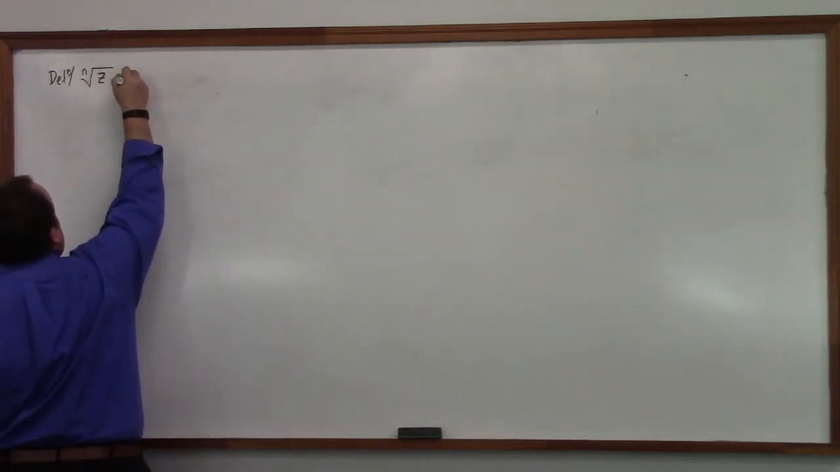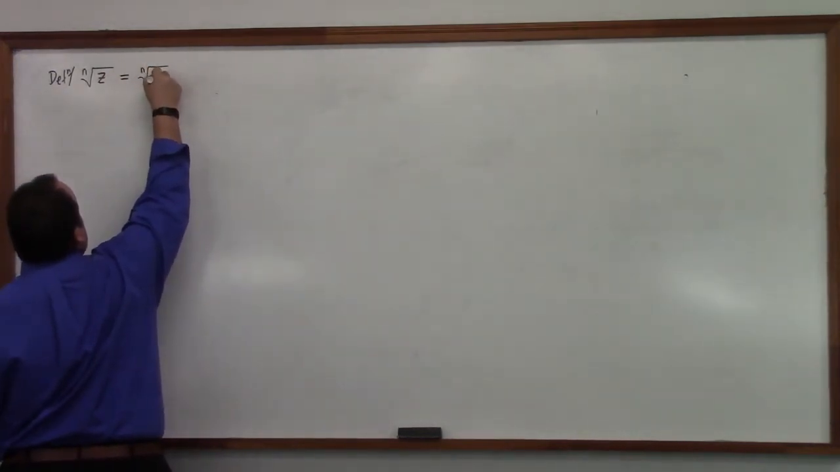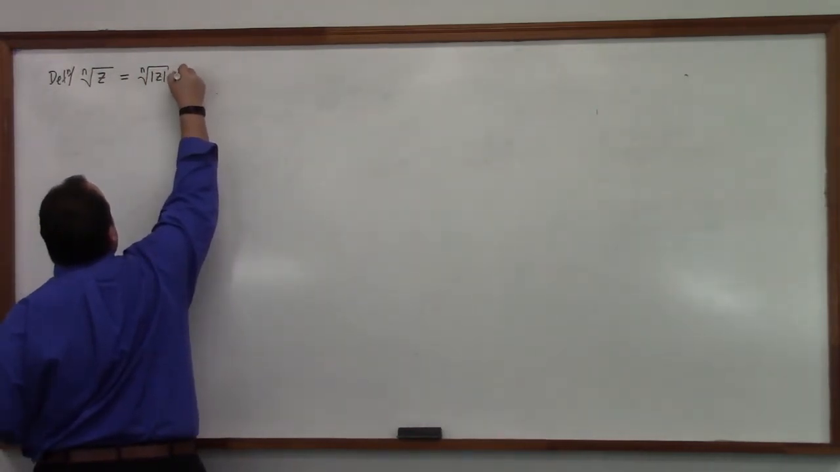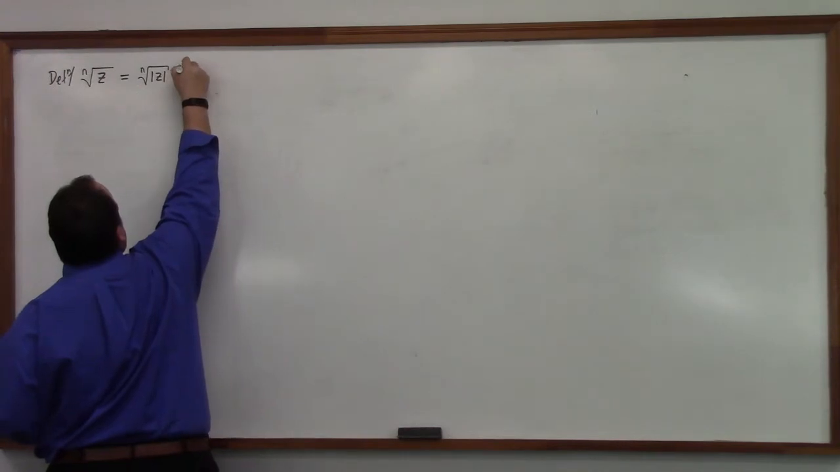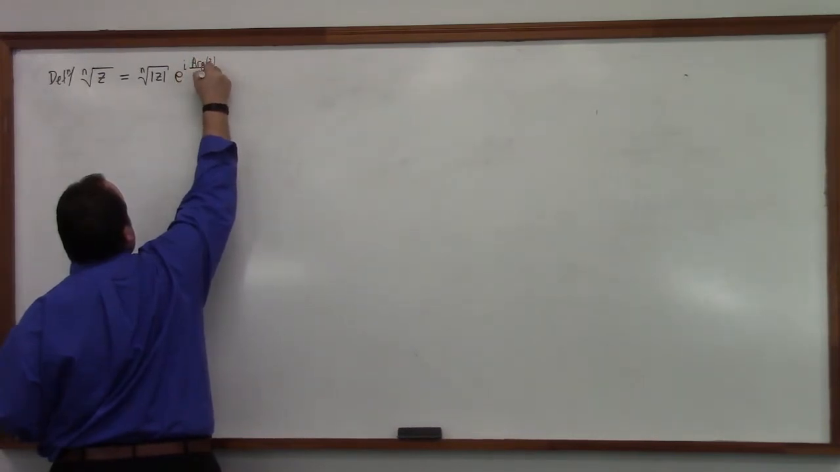Well, it's a single-valued formula, let's say that at the moment. This is equal to the nth root of the modulus of z times e to the i arg of z over n. All right.